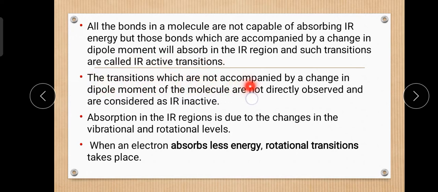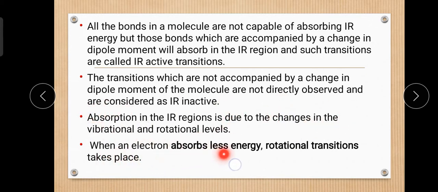The transitions which are not accompanied by a change in the dipole moment of a molecule are not directly observed and are not considered IR active. That means if after absorption there is no change in the dipole moment of that molecule, then the molecule is IR inactive. Absorption in the IR region is due to changes in the vibrational and rotational levels, because there is an absorption of energy and an excitation from a lower energy level to a higher energy level.